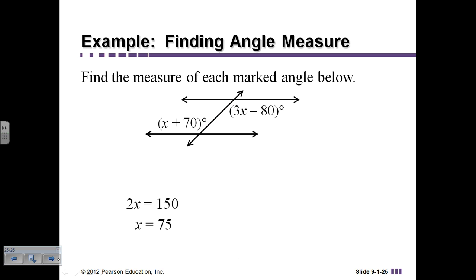All right, so let's say we had this example and we wanted to find the measure of x. We'll look at these two angles. We'll notice that they're both obtuse. They're on alternating sides on the interior, so they're alternate interior angles. So they have the same measure, and we're going to set up our equation as x plus 70 equals 3x minus 80.